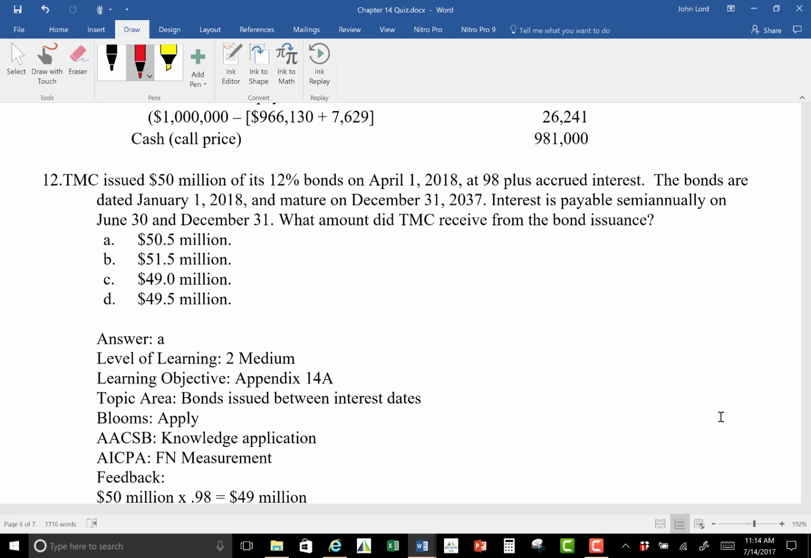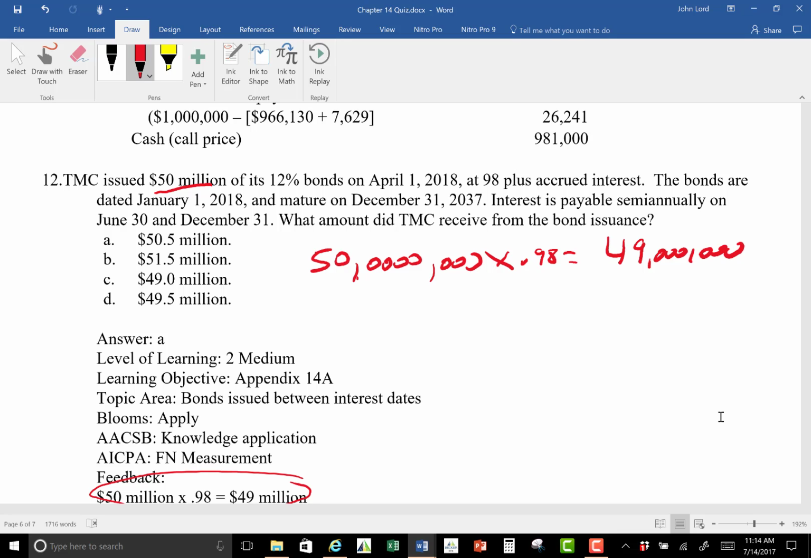Now, if they tell me that they issued the bonds at 98 and it's 50 million, I'm going to take this 50 million and multiply it by what? 0.98. And that 50 million times 0.98 gives me 49 million, right? With me so far? But I also have to pick up what? The accrued interest.